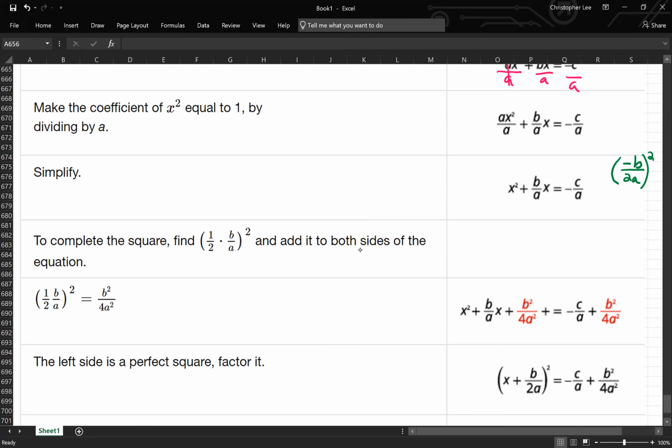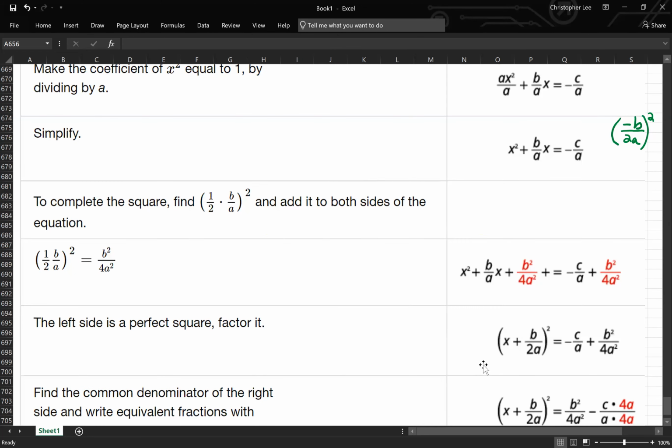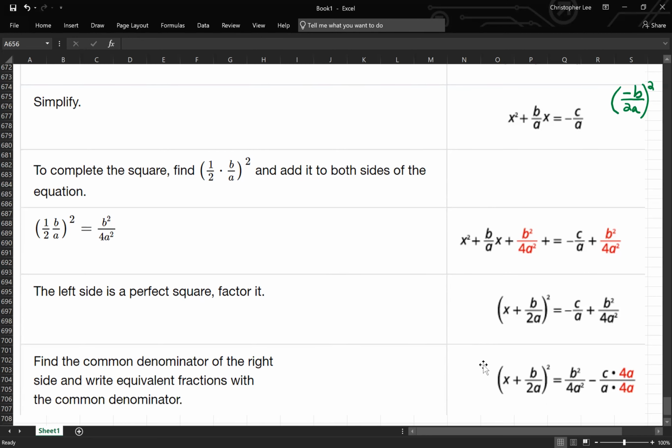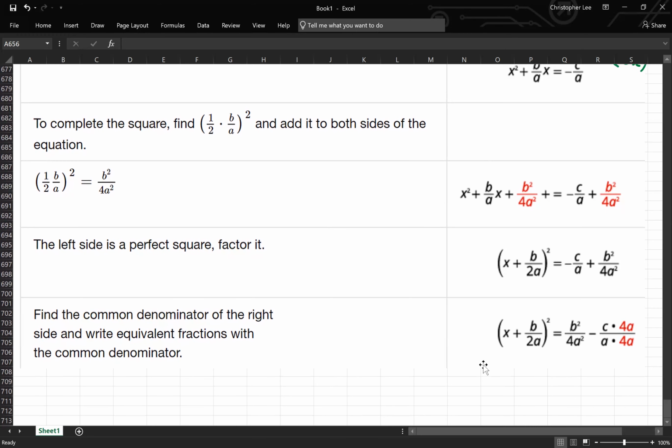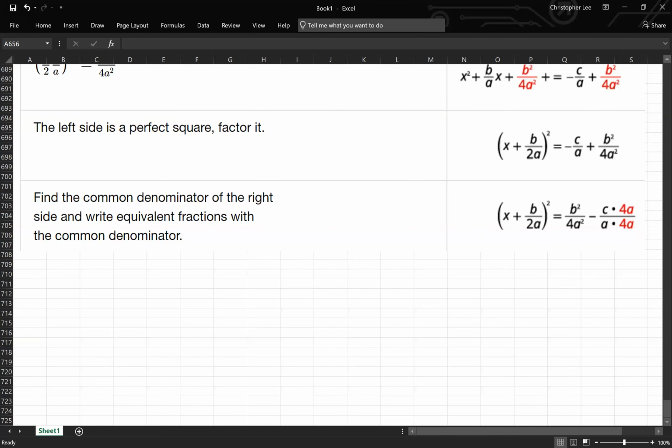Then after that, we're going to factor it, so we're going to get perfect squares. We're going to have x plus b over 2a squared is equal to negative c over a plus b squared over 4a squared. In order to add two fractions, you have to have the same denominator. So we get the same denominator so that we can add, or in this case, subtract. So now we have x plus b over 2a squared is equal to b squared over 4a squared minus c times 4a over a times 4a. All right, let's look at what's going to happen next.